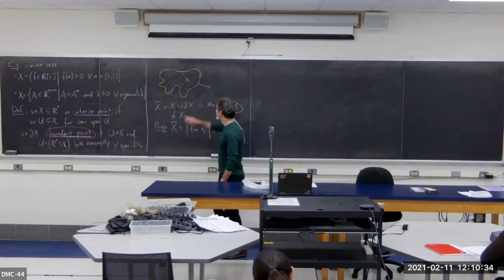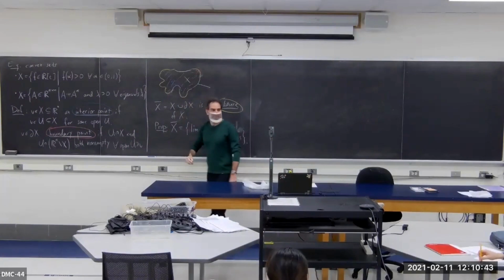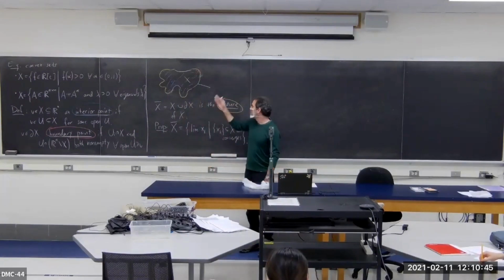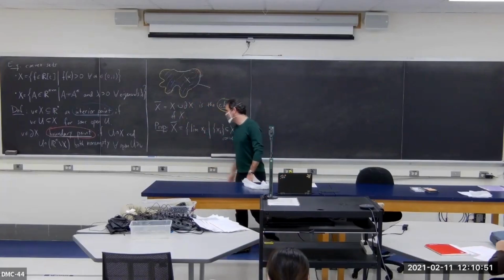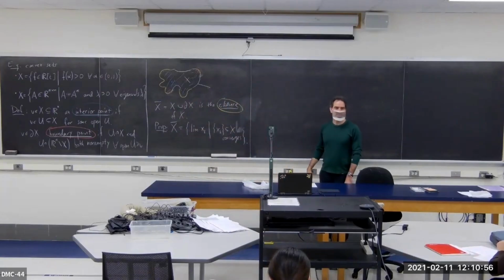So this red point, remember, wasn't in X. But I can take a sequence of points converging to it where all the points converging to it lie in X, even though the point itself doesn't lie in X. That's why I want to throw it in. So it's X union the set of all of its limits of sequences contained in X.